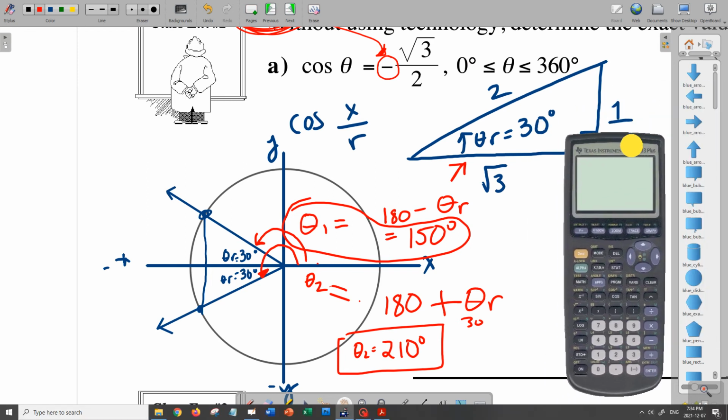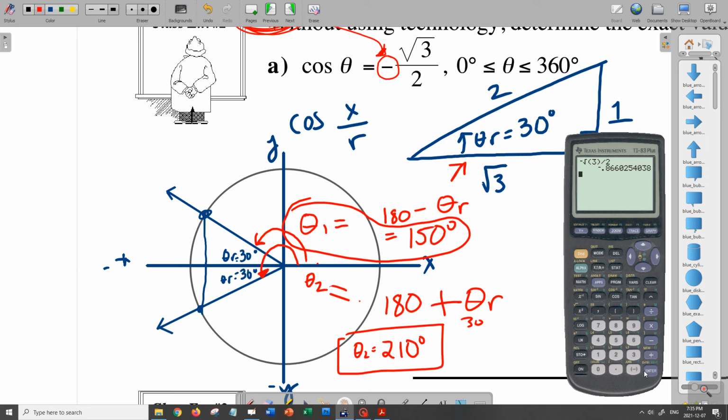Okay, it says without technology, but once you've done all the work without technology, it means you've justifiably graphed, visualized, and done some analysis here. That's what I'm looking for. That's why I asked you to draw, because you could guess until the cows come home what negative square root 3 divided by 2 is, there's the decimal. Fantastic.